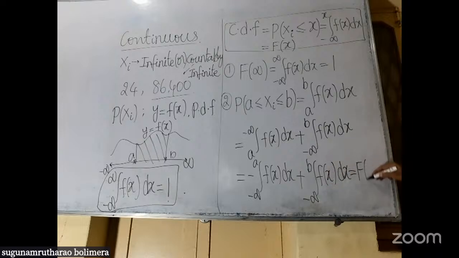Capital F of b minus capital F of a. Expressing the probability density function in terms of the cumulative distribution function. Is it clear?